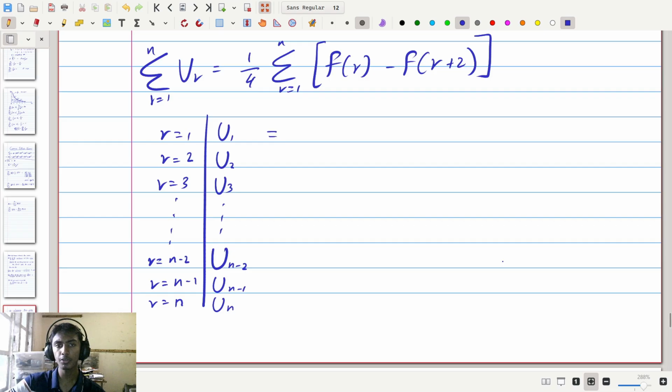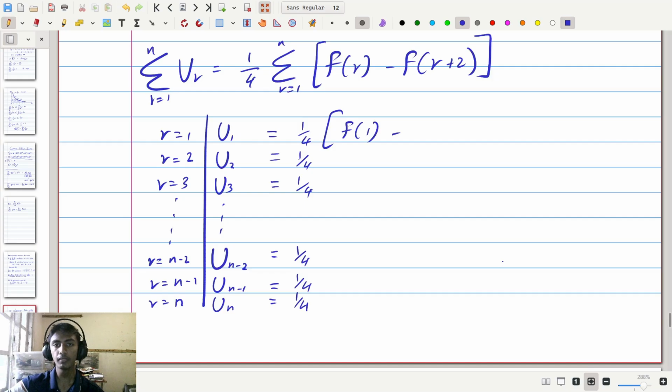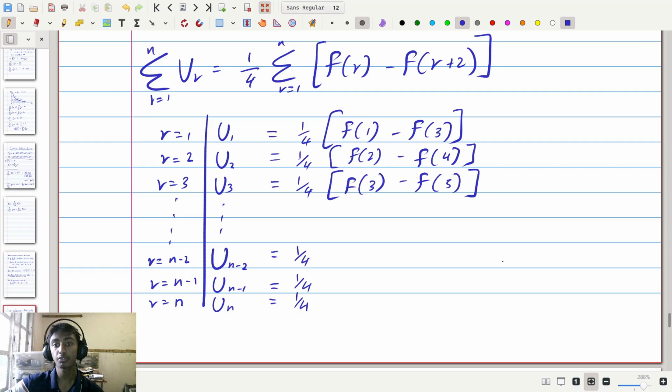On the other side, however, this is going to be equal to a certain bunch of terms. If we consider terms involved here, we have a 1/4 in all of them, so I'm just going to quickly write down the 1/4 in all of them, and then we can get on to the actual part that we're interested in. Considering the thing on the right side, we have f of r minus f of r plus 2. For r equals 1, this is going to be f of 1 minus f of 3. For the next term, this is going to be f of 2 minus f of 4. For the term after that, this is going to be f of 3 minus f of 5, and so on and so forth all the way down.